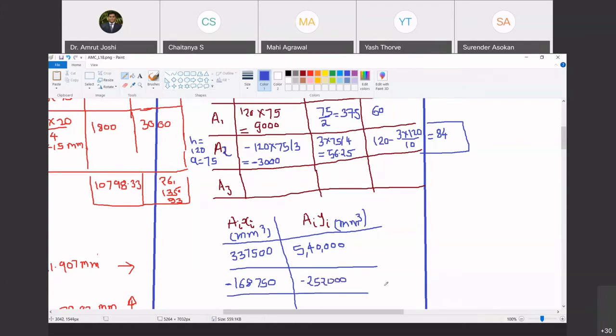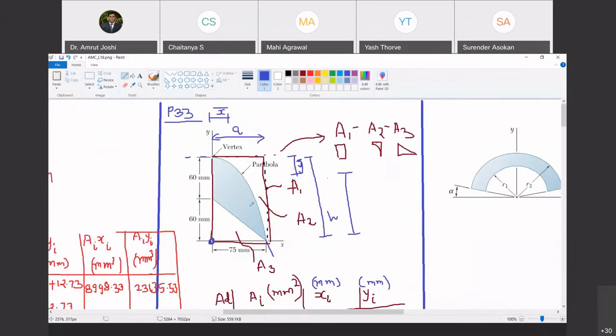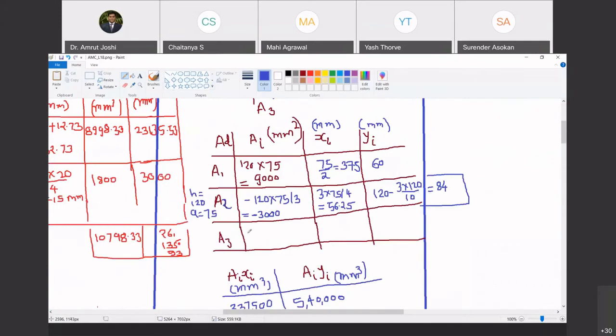Yes, sir. Chalo. Now A3. What is A3? Tell me. A3 is half 60 into 75 square. Do you agree with me? Yes, sir. But minus half 60 into 75 square. Why minus? Because it is subtractive. Tell me the value.